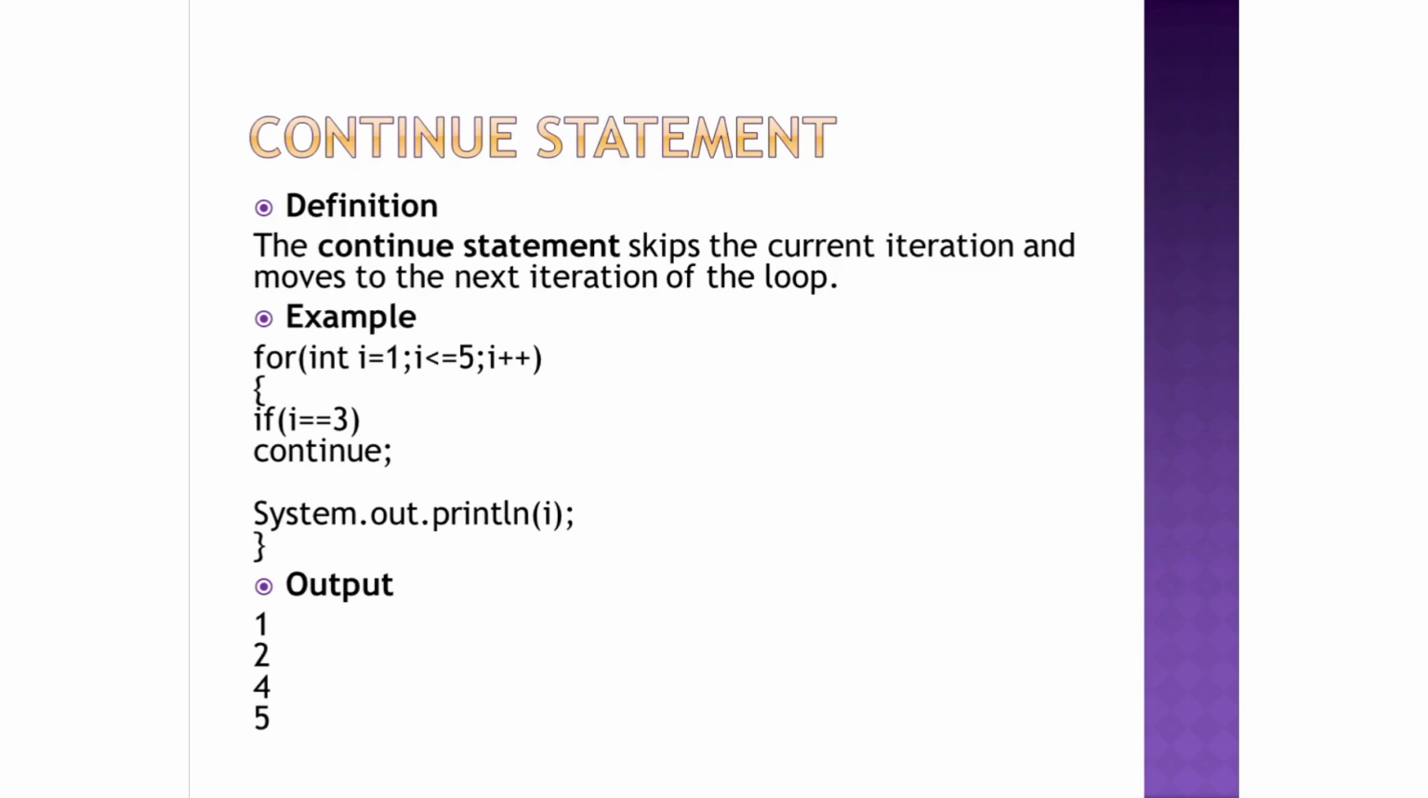That's why the output is 1, 2, 4 and 5. Notice that 3 is skipped, but the loop continues normally. So remember, break stops the loop completely. Continue skips only one iteration.